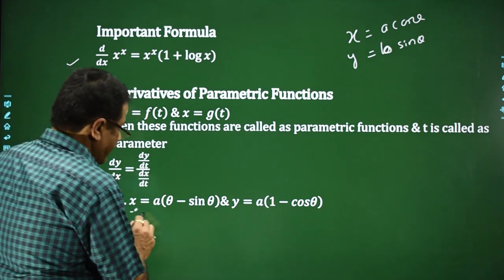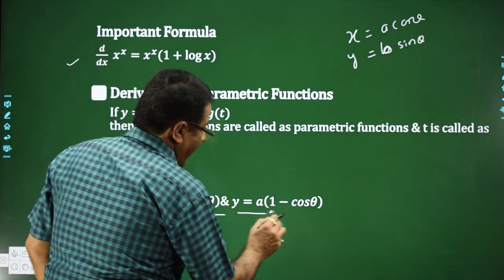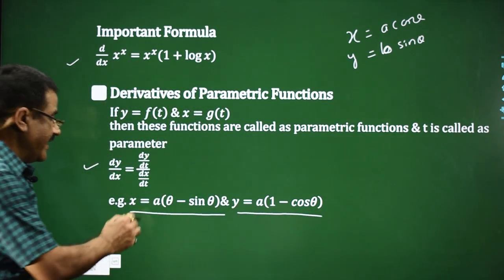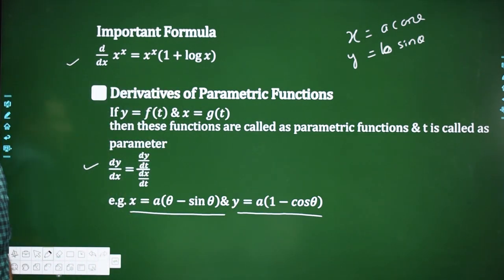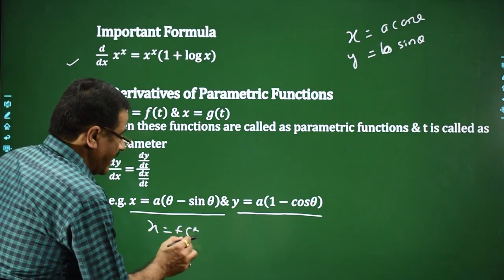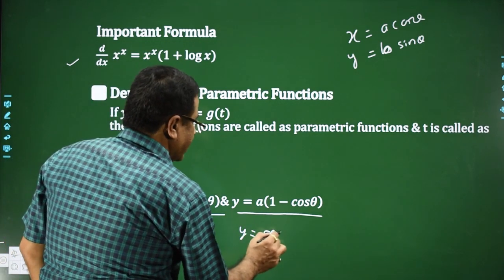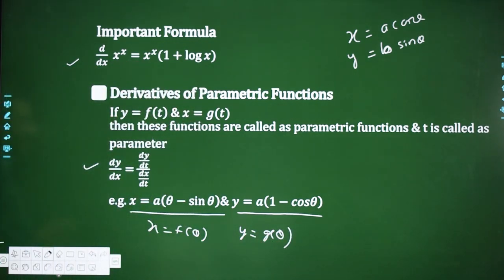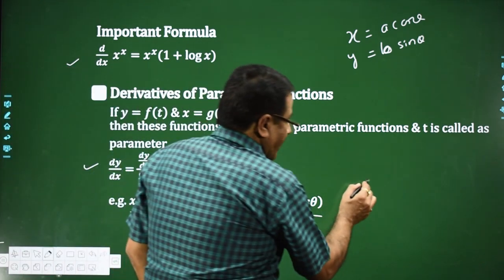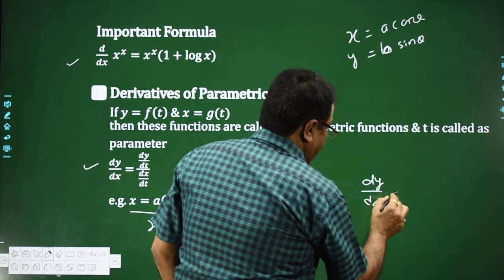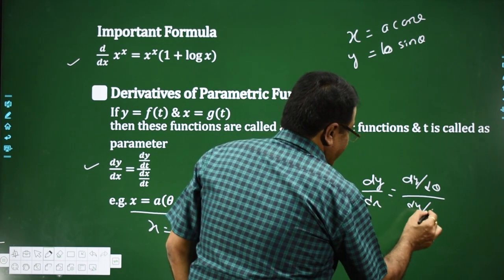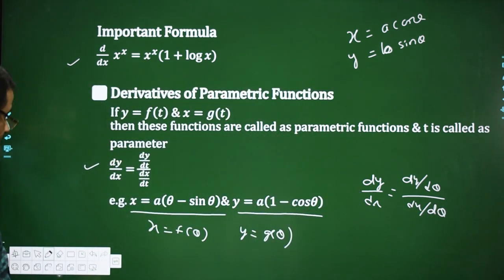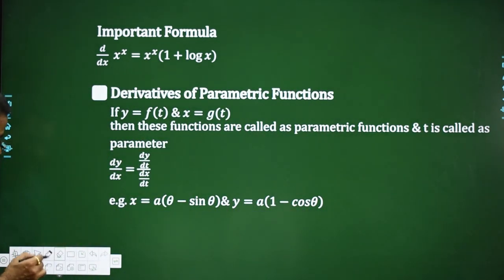Let us see this example: x is equal to a into bracket theta minus sin theta and y is equal to a into bracket 1 minus cos theta. Observe that now x is f of theta and y is g of theta. In short, we can say that theta is a parameter. So, to find dy by dx, we need to find dy by d theta in the numerator, and then we need to find dx by d theta as well. Now, let us see how to find this.